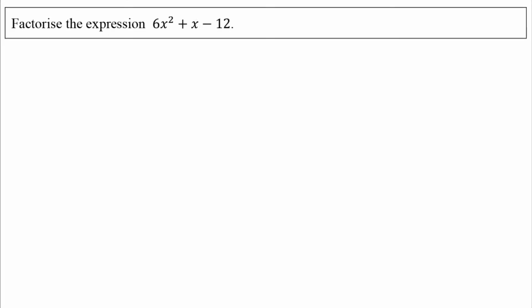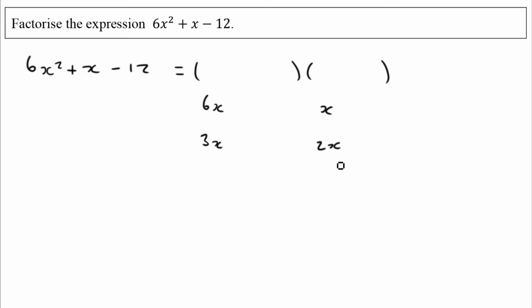In this example, a lot of those nice features have been taken away from us. We need to try and factorise 6x squared plus x subtract 12. Now we have a little bit of a problem, because there's several ways we could split this 6 up. Maybe this first bracket begins with a 6x, in which case this bracket would begin with an x. Or maybe this bracket begins with a 3x, in which case this one would have to begin with 2x.